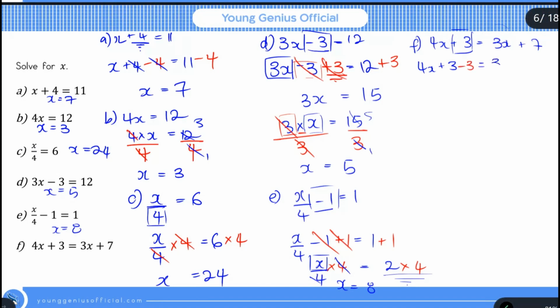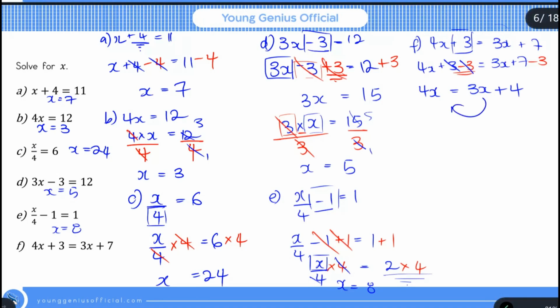And that's equal to 3x plus 7. And what we do to one side, we do to the other side. So we'll minus 3 over here as well. These 3's will cancel each other out, and we'd be left with 4x being equal to 3x plus 7 minus 3. That's positive 4, so that's plus 4, right?